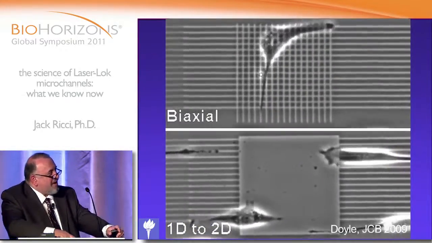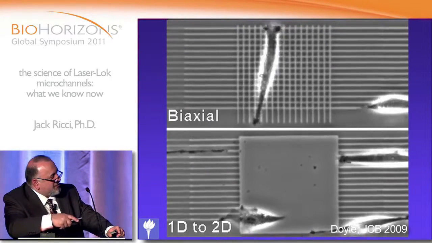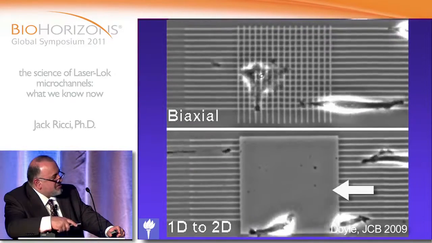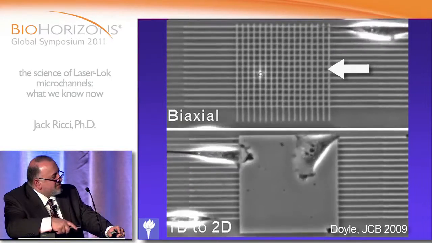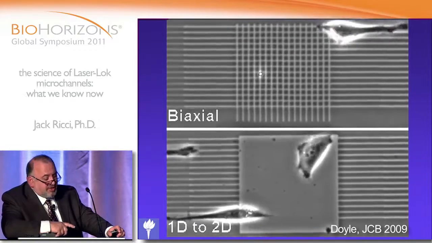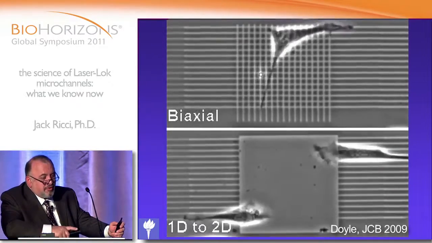And this finally is what happens when you have cells on microchannel, very similar to the Laser-Lok microchannels. You can see these cells migrate in. When they hit the smooth surfaces, they don't know which way to go. When they hit this cross-hatching, they get very disorganized. But the cells on these microchannels, and these are very similar to the Laser-Lok microchannels, are very organized, and this is essentially what we're doing with our surfaces.